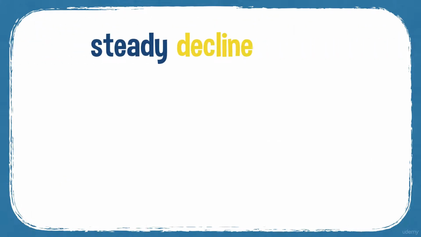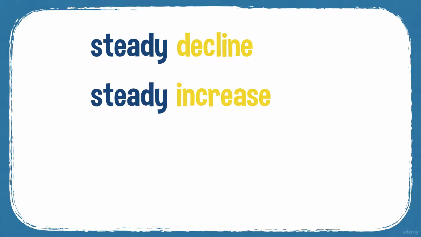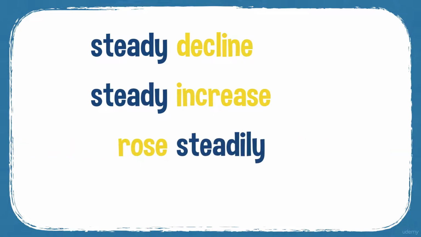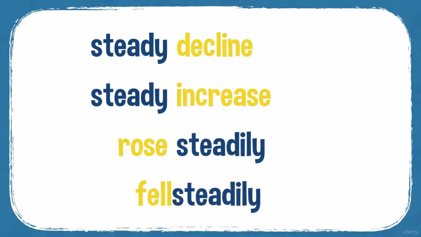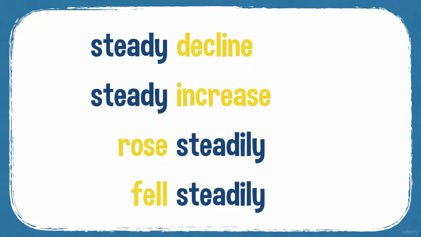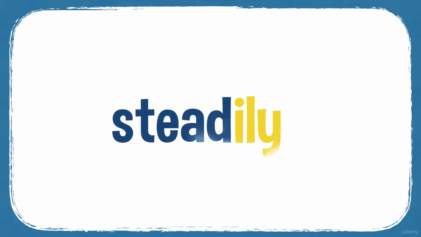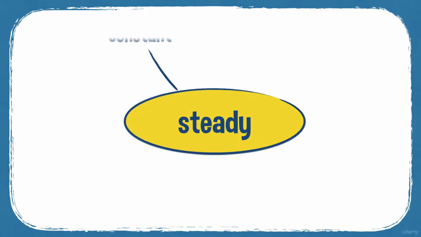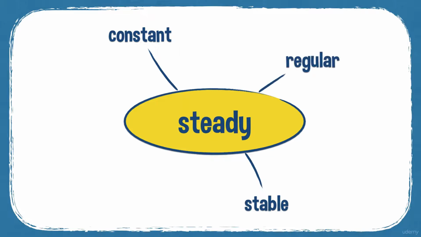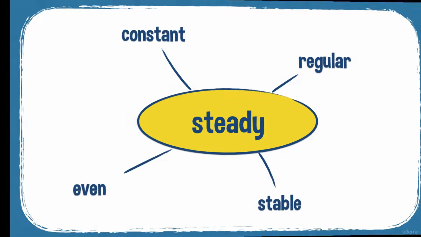So you can have a steady decline, steady increase, rose steadily, fell steadily as well. And you can also have remain steady. So steady can be an adverb: steadily. And some synonyms: constant, so a constant decline, a constant rise; stable, regular, even, an even decline.